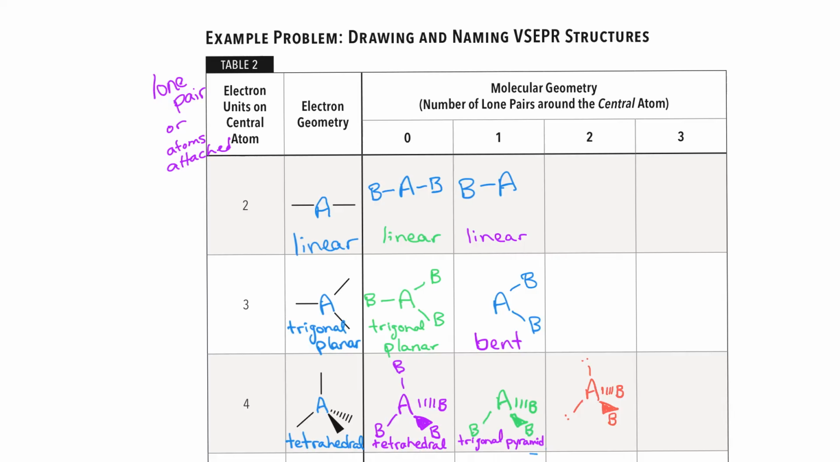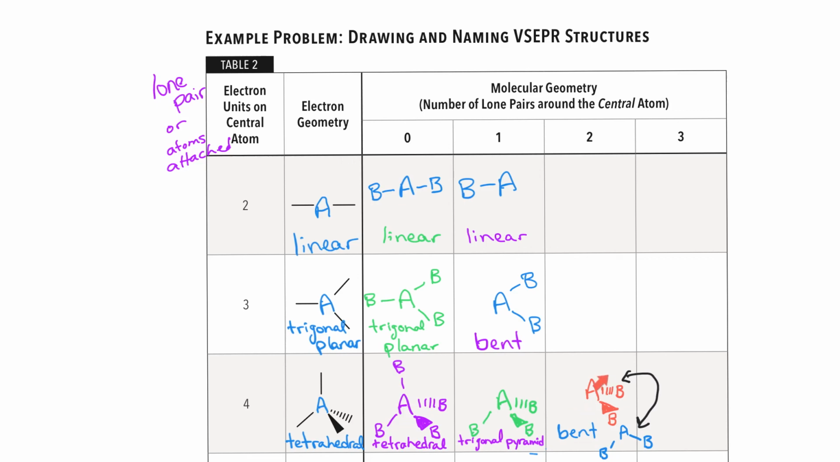And then before we can come up with the name for this structure, for our molecular geometry, we're going to ignore our lone pairs and then just name what we have left. And the name for this one is going to be bent. And if we wanted to, we could redraw this where we just have everything in the same plane. So both of these two structures right here are equivalent to one another.